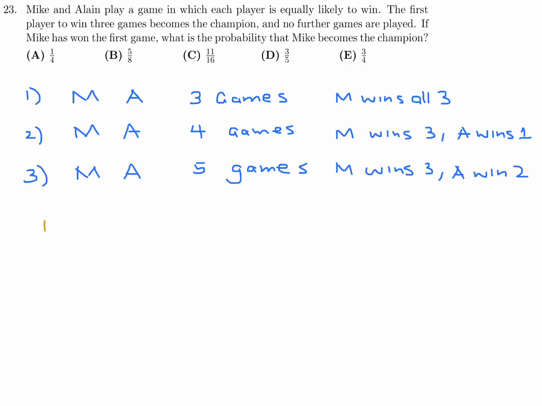The first one, Mike wins all 3. The probability of him winning a game is equal. So apparently that's a half, right? So if he has 3 wins, it's going to be a half for the first game, a half for the second game, a half for the third game. So that probability is 1 over 8.